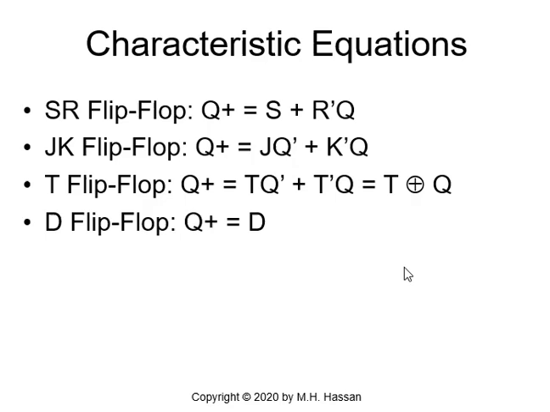Now we derive the characteristic equations. For the SR flip-flop, Q plus is S or R prime Q. For the JK, Q plus is JQ prime or K prime Q. For the T, Q plus is TQ prime plus T prime Q. And for the D flip-flop, Q plus is equal to D.